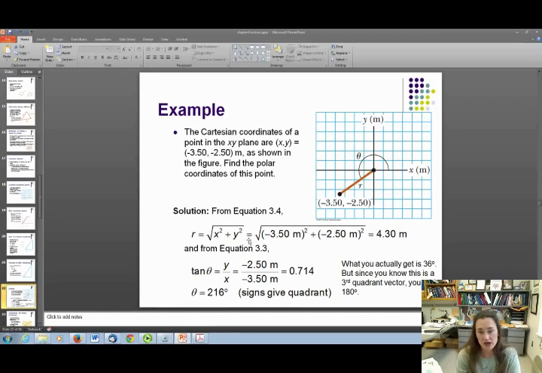And then from the equation for the tangent of theta, I get tangent of theta is equal to y over x. So I can find the tangent of theta is negative 2.5 over negative 3.5, which is 0.714.